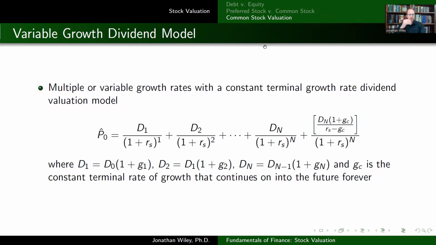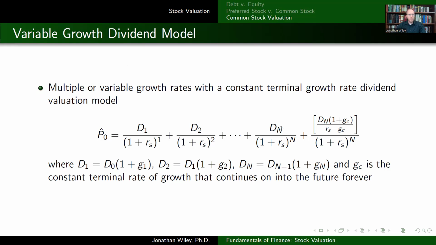So we're going to have a series, or potentially a series, of different growth rates initially, and then eventually it's going to turn into a growth rate that is stable thereafter. So in the equation that I have on this slide, D1, D2, DN, those are all the subsequent dividends. So D1 would be the dividend at the end of the first year, D2 the dividend at the end of the second year, and so forth, all the way up to DN, however many years in the future that is.